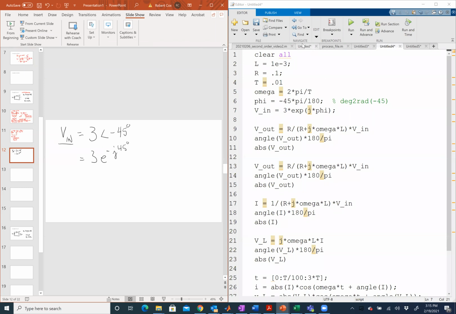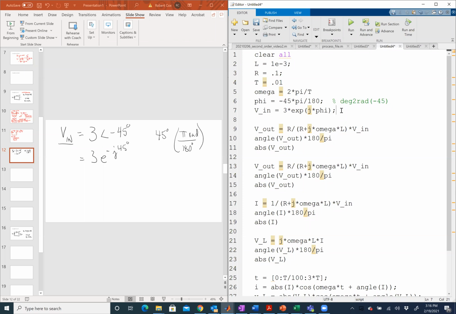Now, critical thing here. What am I doing in that line of code, line 6? Changing to radians, converting degrees to radians. I'm multiplying this by pi over 180, since there are 180 degrees in pi radians. So if you take an angle in degrees, like 45 degrees, times pi radians over 180 degrees, that's the conversion factor we need. The reason I did that is because MATLAB expects everything to be in radians. So when I do that, I get my Vin right here.